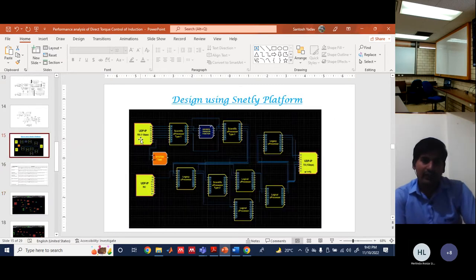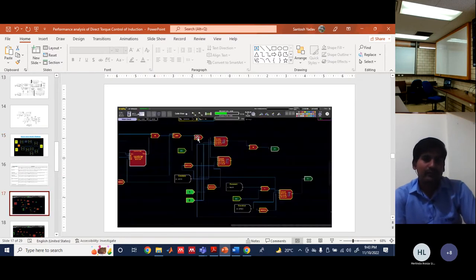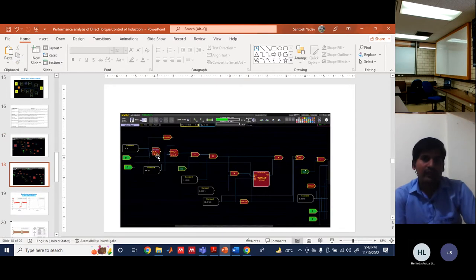Here you can see the UDP blocks. These are the registers, here is the receiving side, and this is the transmission side, TX. Meanwhile we are using scientific processors, the legacy processor, and the system clock here. We will define the sample times there. These are the designs made in the Netly platform.